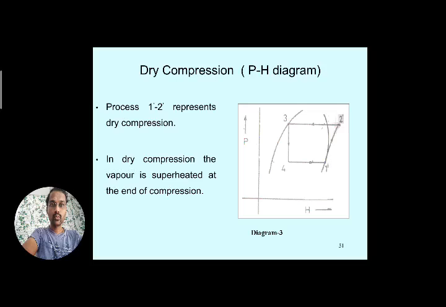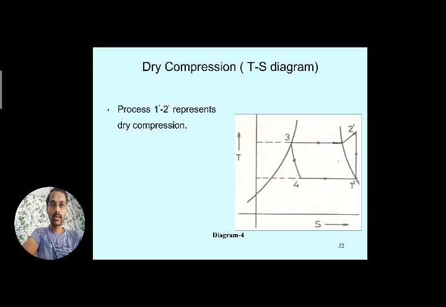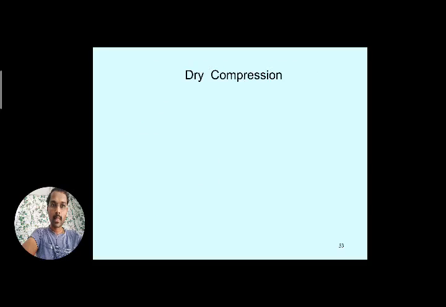Compared to wet compression, dry compression is better, as you get more refrigerating effect. This is again the TS diagram. You can see a constant entropy process here, 1 to 2 dash, where the vapor is superheated at the end of the compression. This is the TS diagram for the dry compression process.